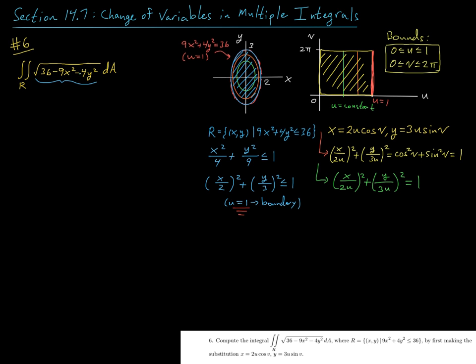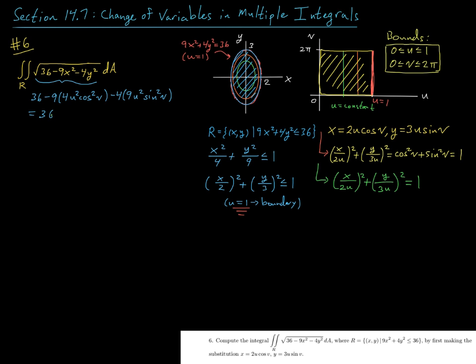The square root of 36 minus 9x squared minus 4y squared, with this relationship now between x and y and u and v. Well, if I look at 36 minus 9 times the square of x, that'd be 4u squared cos squared v, and then minus 4 times the square of y, and that'd be 9u squared sine squared v. And this is going to equal what? Well, notice this is 36u squared cos squared v, and this is also 36u squared sine squared v.